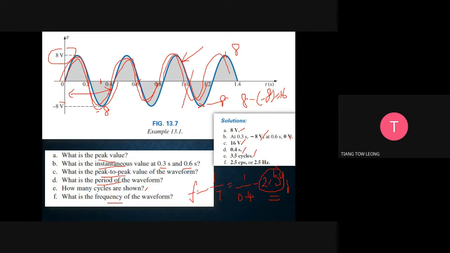So now this is 1 second, right? So let's have a count. Is it 2.5 cycles? 1 cycle, 2 cycles, 3, okay, 2.5. This is half. Okay, and up to here, okay or not? Okay.